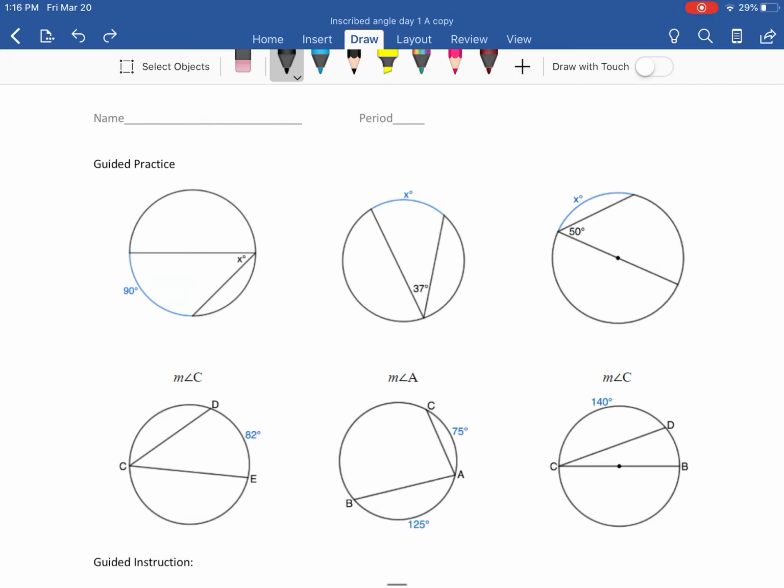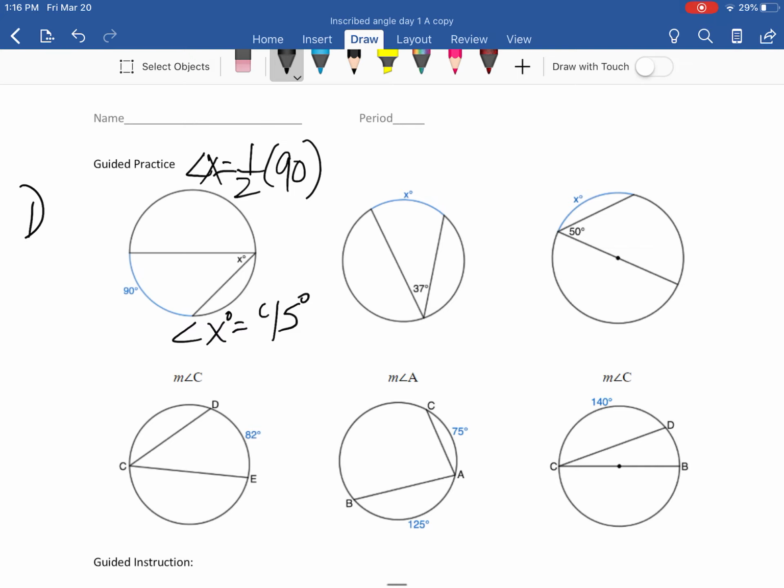So again, we're reviewing inscribed angles. Inscribed angles are equal to half the arc they intercept. So for our first example here, the arc is 90, so the angle should be half of that, or angle x equals 1/2 of 90. When I do the math, we get angle x equals 45 degrees.